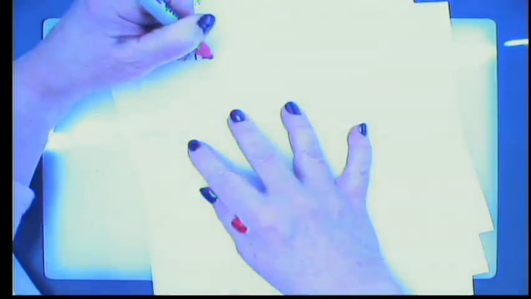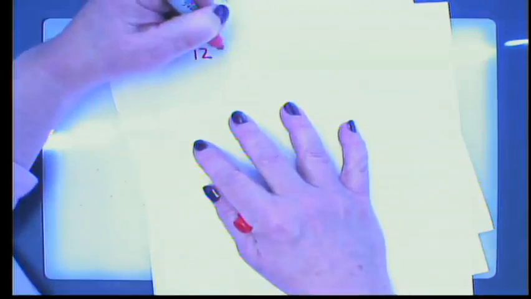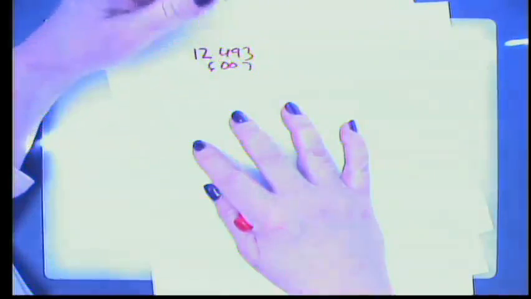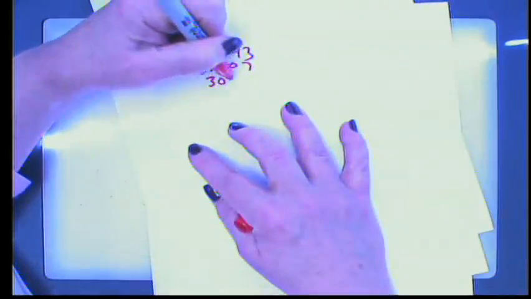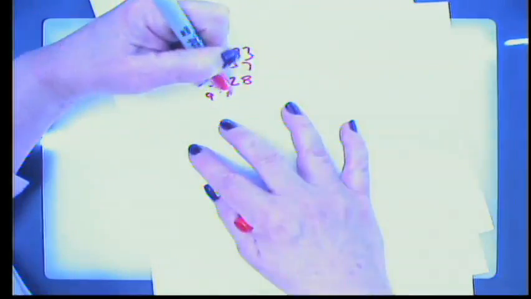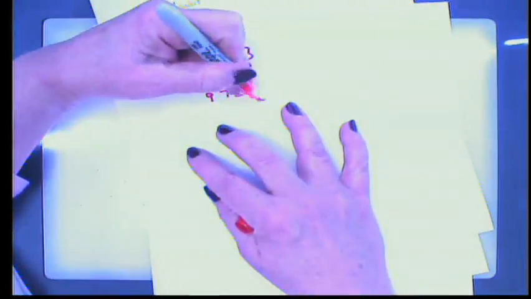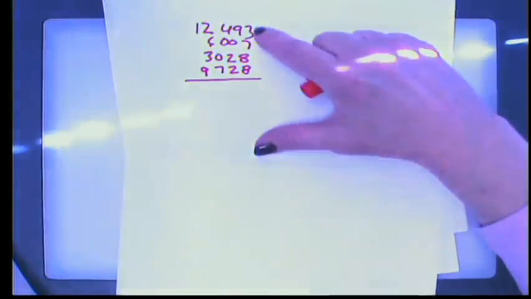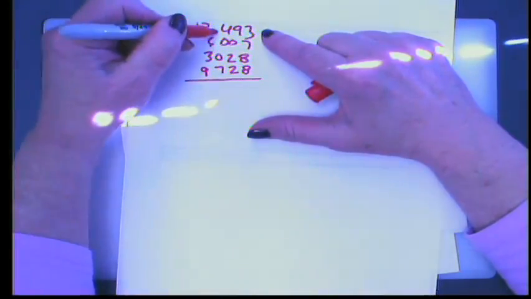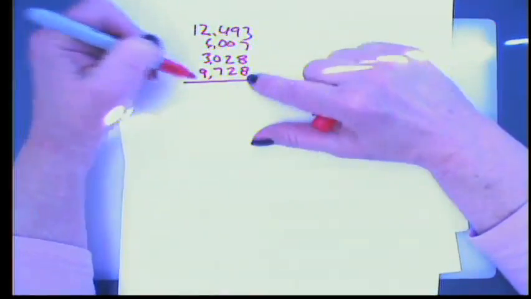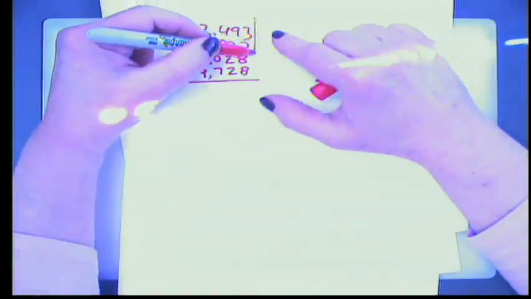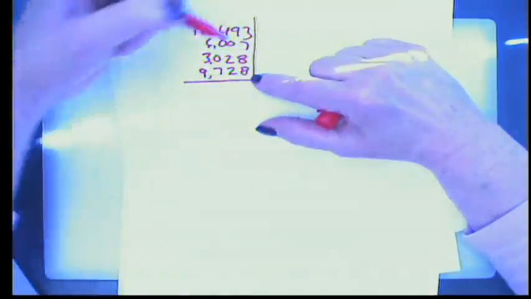I know this one I cheated. I need my calculator. So 12,493, 6007, 3028, 9728. All right, we want to add all those numbers. Now, what we first have to do is to align them, because if here's our thousands, in other words, this is 9,000, this is 12,000. So you have to align them on the right, because these are all my ones. Then I add this up.